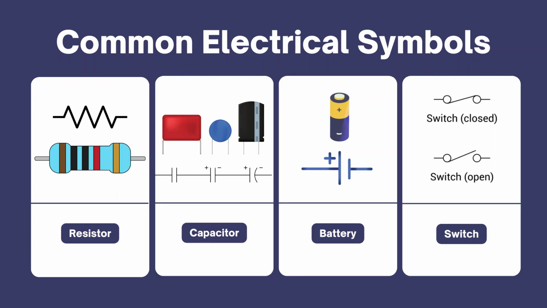Let's start by looking at some common electrical symbols used in circuit diagrams. This is a resistor, represented by a zigzag line. It resists the flow of current.